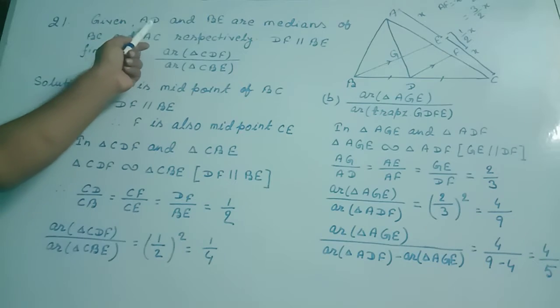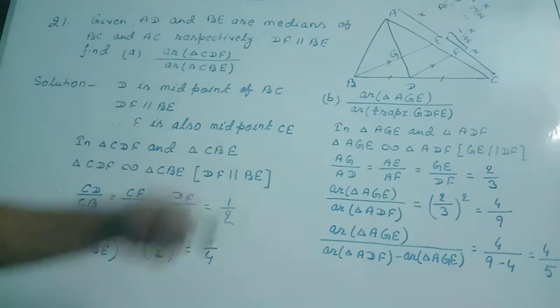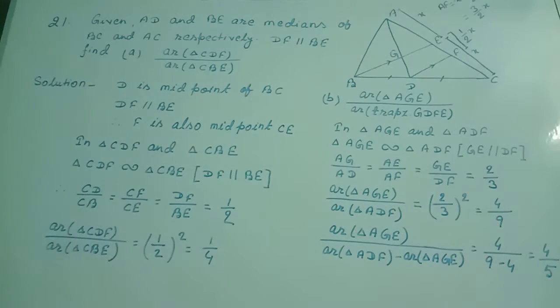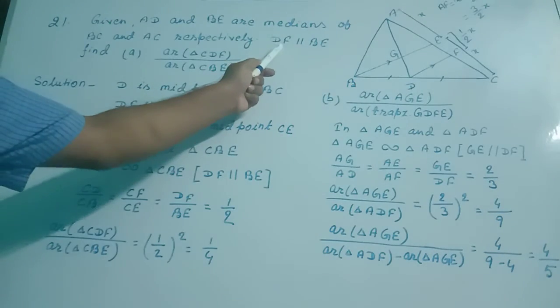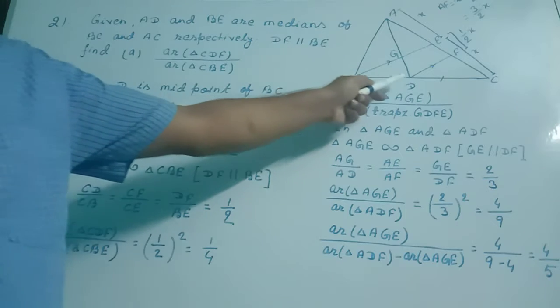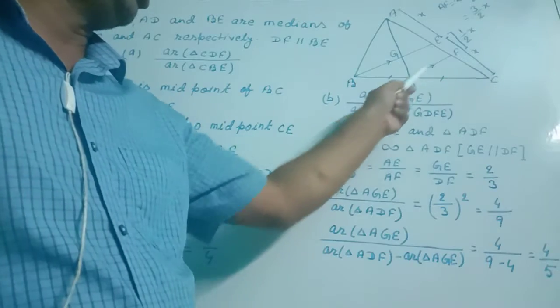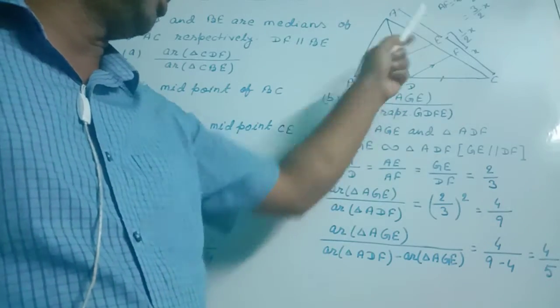I wrote the given information. AD and BE are medians of sides BC and AC respectively. And second information, that is DF is parallel to BE, that also I have written. Question number A, area of triangle CDF by area of triangle CBE.